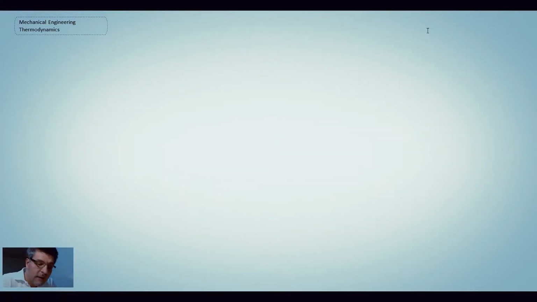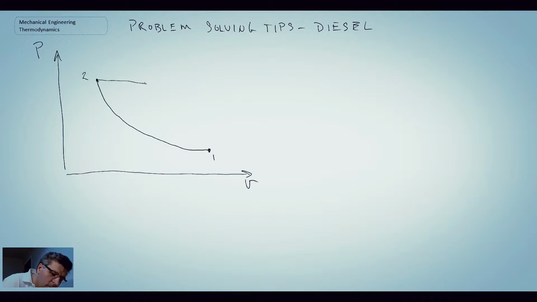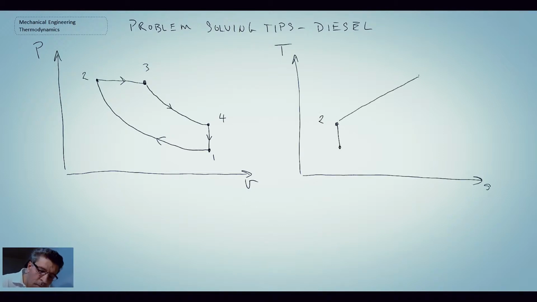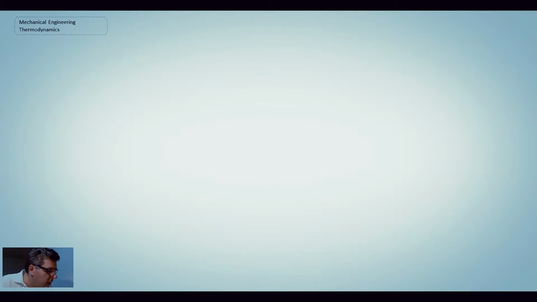We're now going to take a look at problem-solving tips for the diesel. So I'll again start by writing out the PV as well as the TS diagram. Those are the PV and TS diagrams for the diesel that we will refer to as we go through and take a look at tips in terms of problem solving.